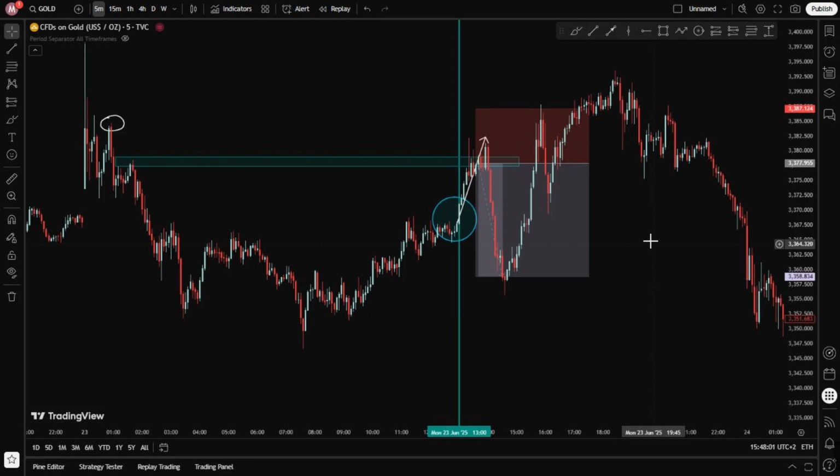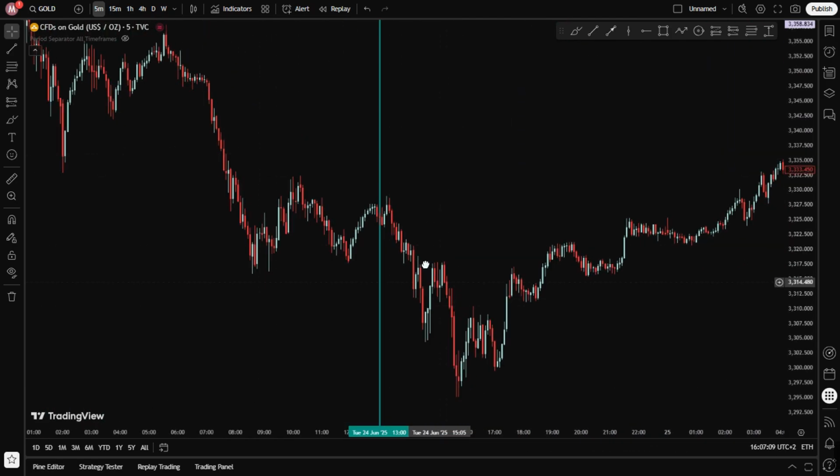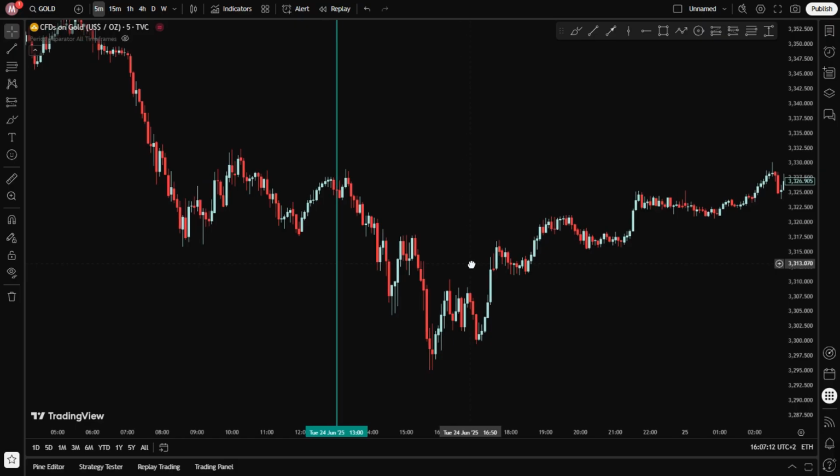Now look at how clean this Monday setup was. Price came into the zone, respected it perfectly, and reversed to the downside, just as anticipated. That's what I mean when I say, wait for the market to show its hand. It was a clean, straightforward move. No confusion, no guesswork, just structure, timing, and patience. All right, now let's move over to Tuesday and break down what happened next.